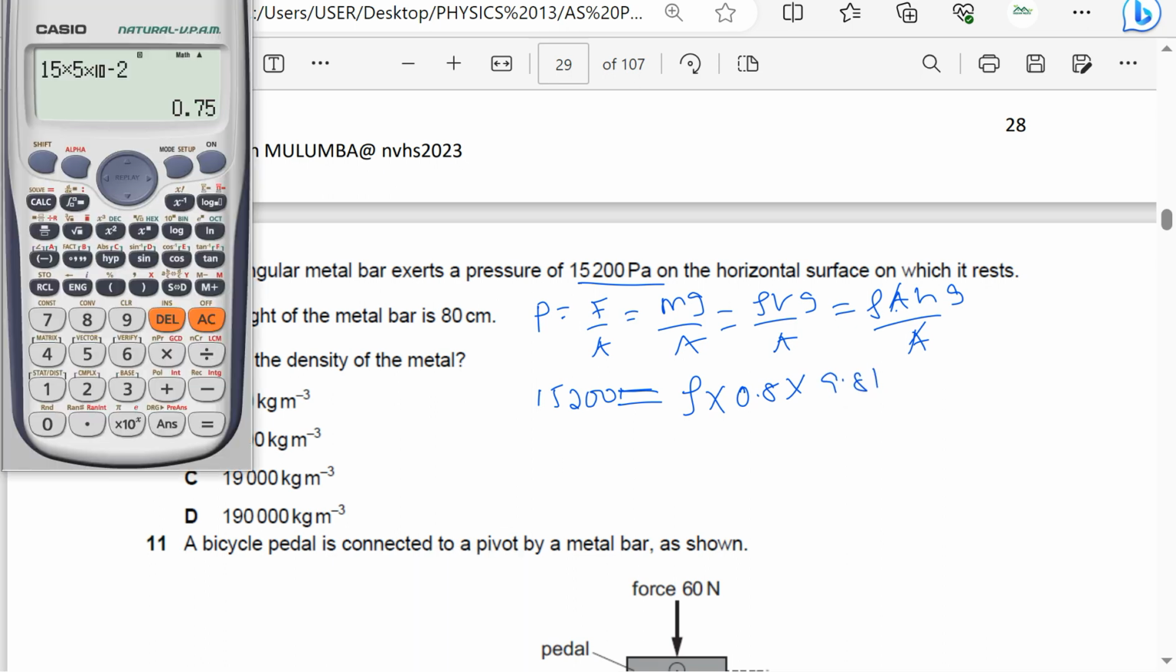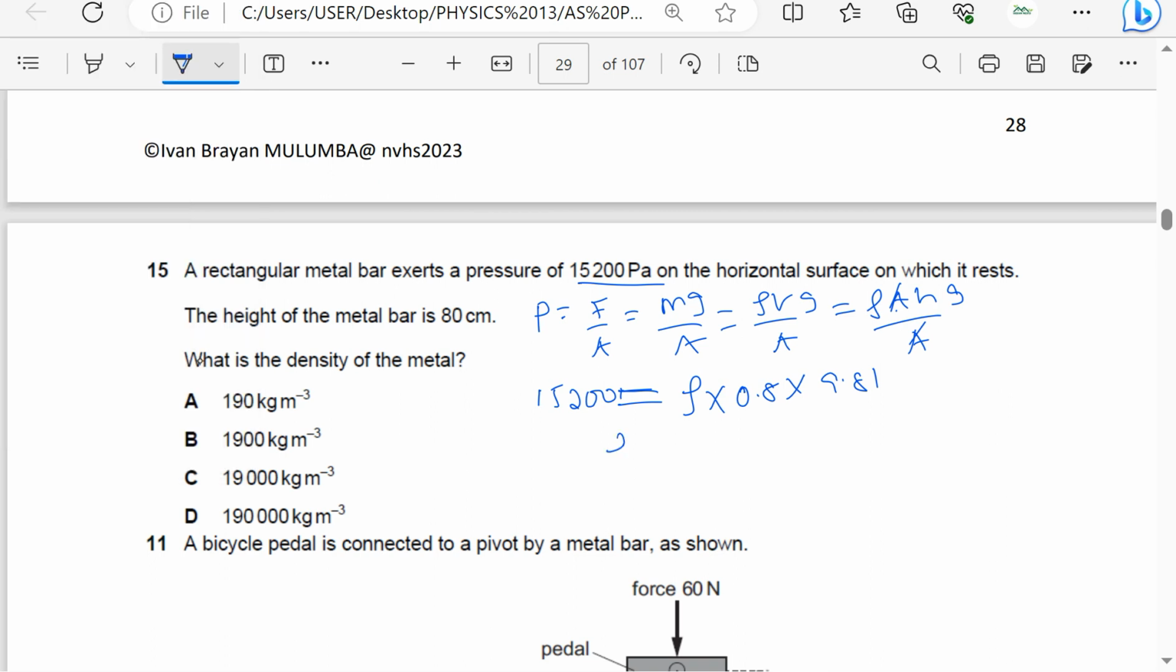So I'll just press my calculator. 15,200 divided by, open brackets, 0.8 times 9.81. So that is 1936 or 1937. So density is 1937, which is approximately 1900, as quoted here. So the answer is going to be B.